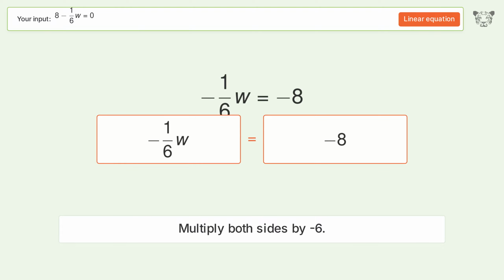Negative 1 over 6 is multiplying w. Its reciprocal is negative 6. Multiply both sides by negative 6, so the coefficient becomes 1.